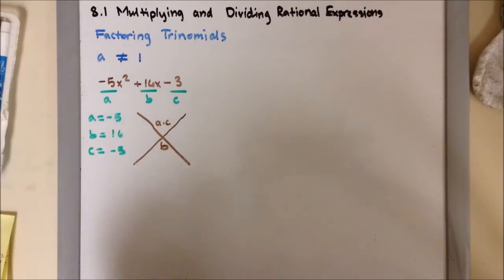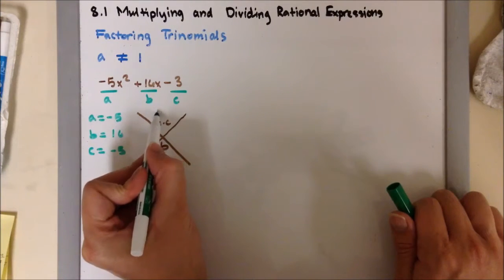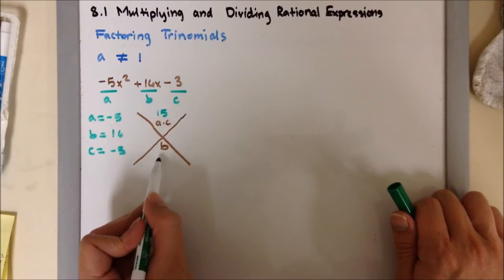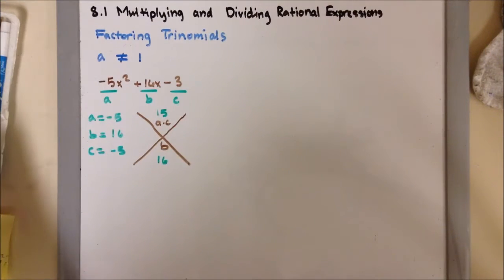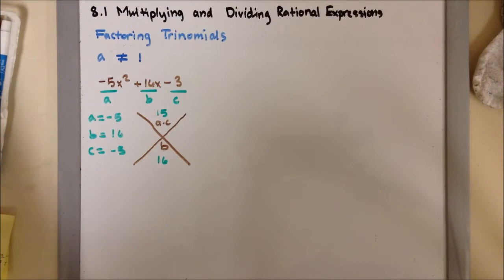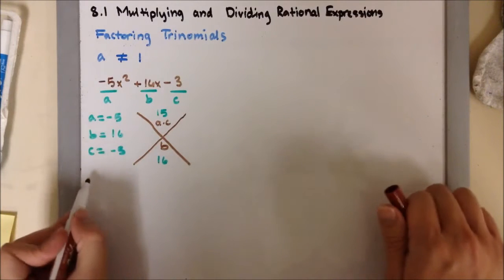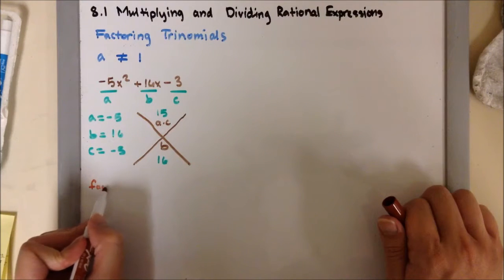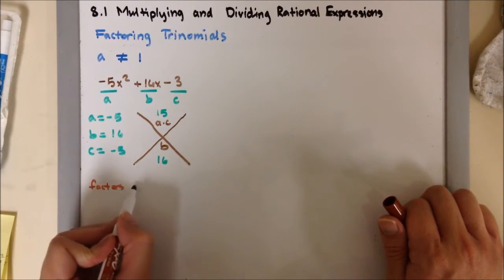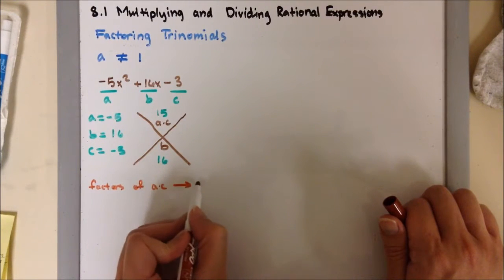So for the top, A times C, negative 5 times negative 3 is positive 15, and my B value is positive 16. So let me write out my table, my organizing table. So factors of A times C, sum and difference.